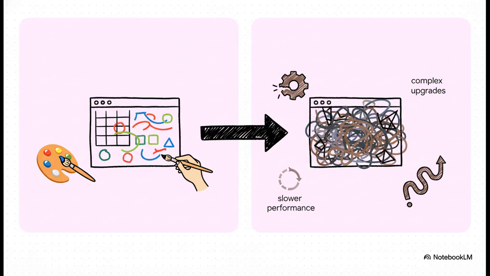But that freedom came with a price tag. Every little custom brushstroke added another layer of complexity. And over time, that beautiful custom painting became this tangled mess. It made upgrades a total nightmare. Users got inconsistent experiences, and the whole thing just slowed down. The very strength of customization, well, it became its biggest weakness.